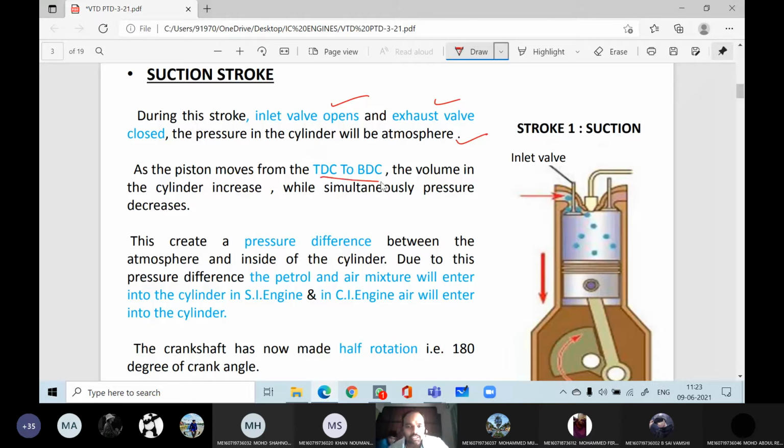As the piston moves from TDC to BDC, vacuum is created. The pressure is decreased. Thereby, due to the pressure difference, what will happen? Air plus petrol mixture will enter the engine cylinder in case of an SI engine, and in a CI engine only air will be admitted into the engine cylinder.